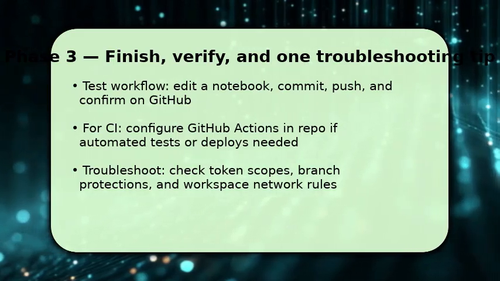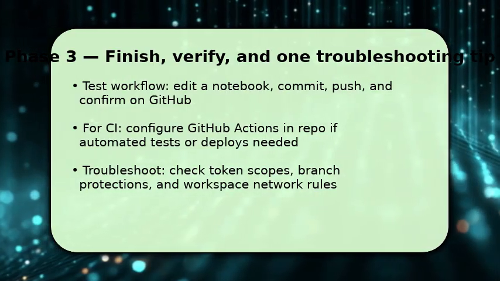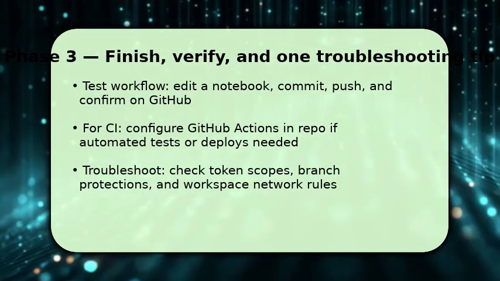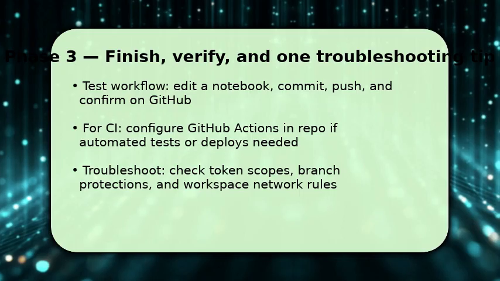If something breaks, first verify token scopes and expiration, then check branch protection rules that might block pushes, and finally confirm Databricks Workspace Network or firewall settings allow outbound GitHub access. If the token failed, regenerate it.